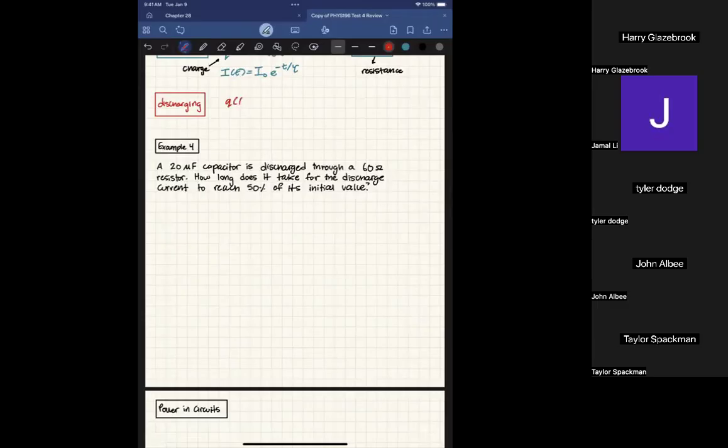So we have charge as a function of time for a discharging capacitor is Q naught e to the negative t over tau. And the current is still, it's negative Q naught over RC e to the negative t over tau, or just I naught e to the negative t over tau with a negative sign.